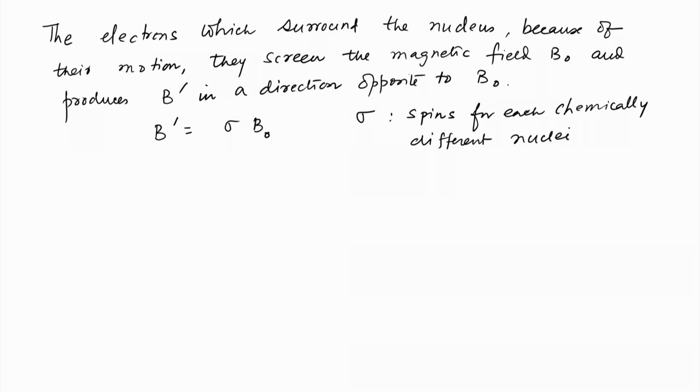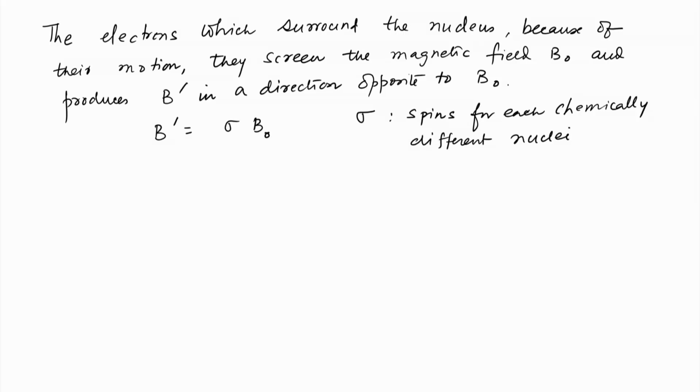Okay. So, for a given nucleus, sigma has a value, but there is a possibility that a number of nuclei may be present in a given situation, and these correspond to different, chemically different nuclei. So, the Hamiltonian takes a form. Basically before that, let us talk about B effective. So, B effective takes a form which is B 0 times 1 minus sigma, that is the effective magnetic field.